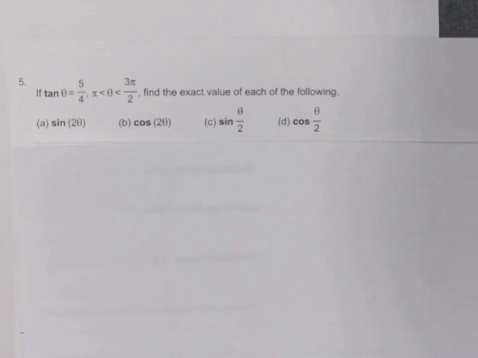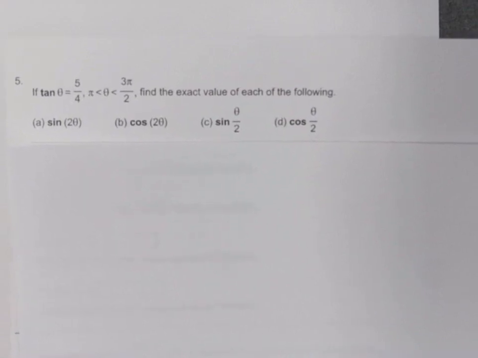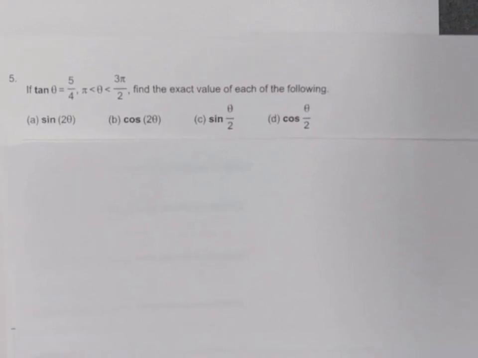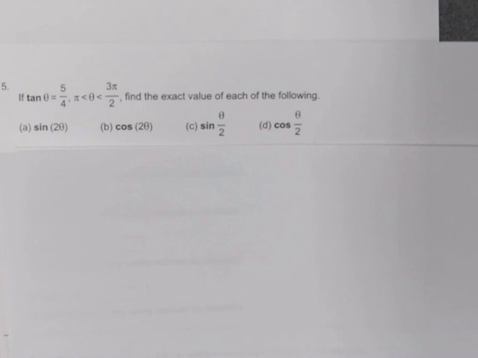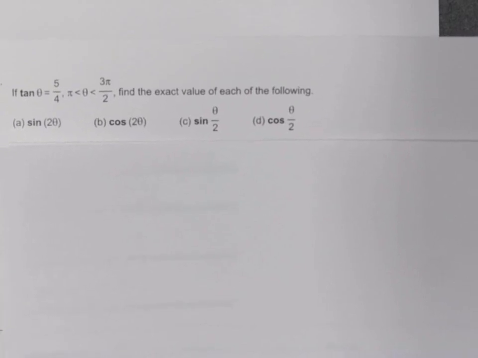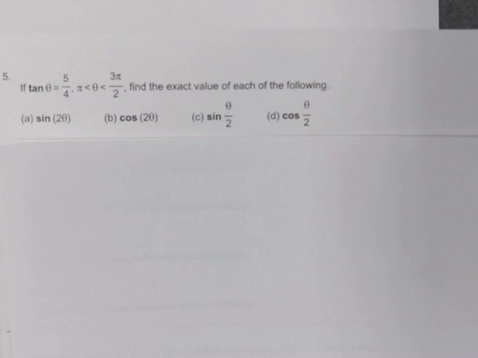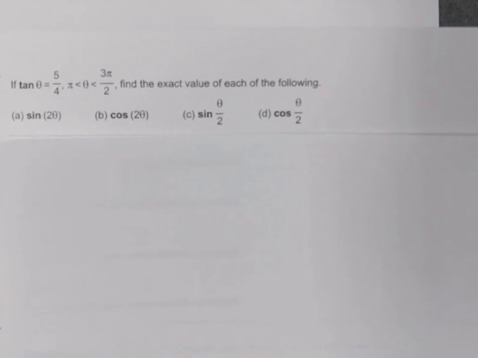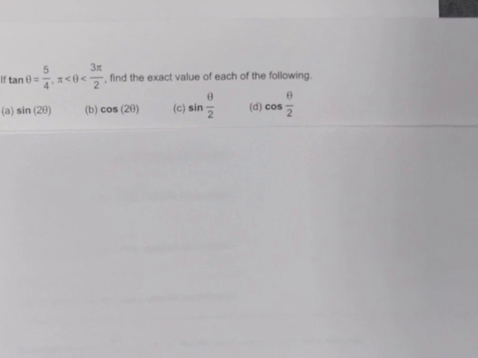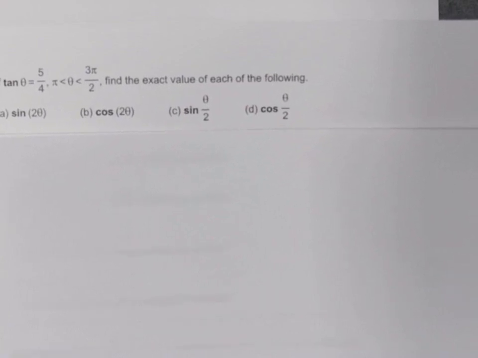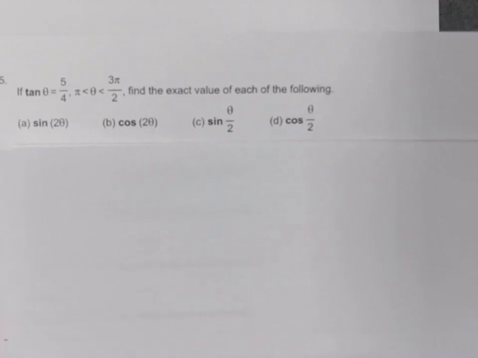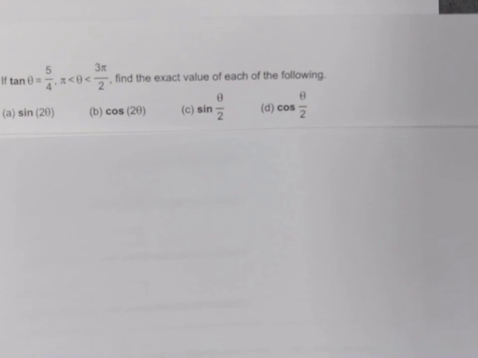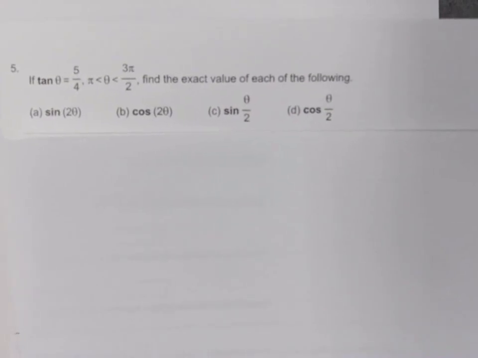So here it is. If the tangent of theta equals 5/4, and theta is greater than pi and less than 3 pi over 2, then find the exact value of each of the following. And then there's 4 parts. They want you to find sine of 2 theta, cosine of 2 theta, sine of theta over 2, cosine of theta over 2. So really 4 problems all under one problem. They want you to find the double angles first and then some half angles. So let me write down this information and let's talk about it.